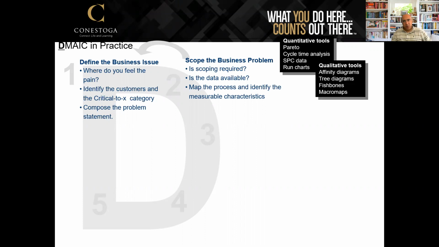And so how do we do that? We use different tools. I will show you later on in our measure phase, we're going to use some quantitative tools, which are Pareto diagram, cycle time analysis, SPC, statistical process control, run charts, affinity diagram, tree diagram, fishbone. In Six Sigma, we use a lot of graphs and charts and tables. These tools are not like a screwdriver. They are your data analysis tools, your presentation tools, like charts and graphs. So you decide which ones you will use for that purpose.